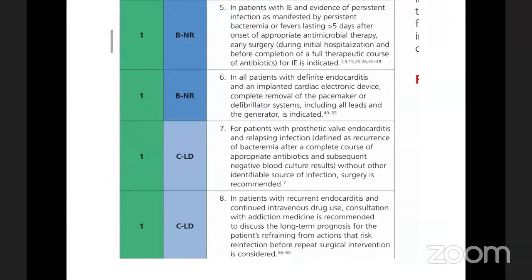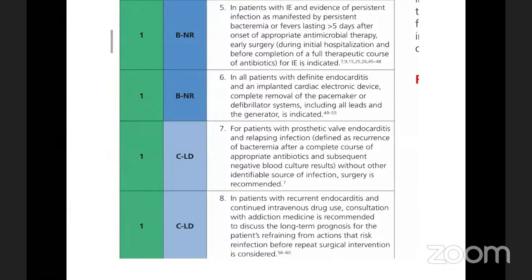In all patients with definite endocarditis and an implanted cardiac electronic device, complete removal of the pacemaker or defibrillator system, including all leads and the generator, is indicated. For patients with prosthetic valve endocarditis and relapsing infection, defined as recurrent bacteremia after a complete course of appropriate antibiotics and subsequent negative blood culture results, without other identifiable sources of infection, surgery is recommended.